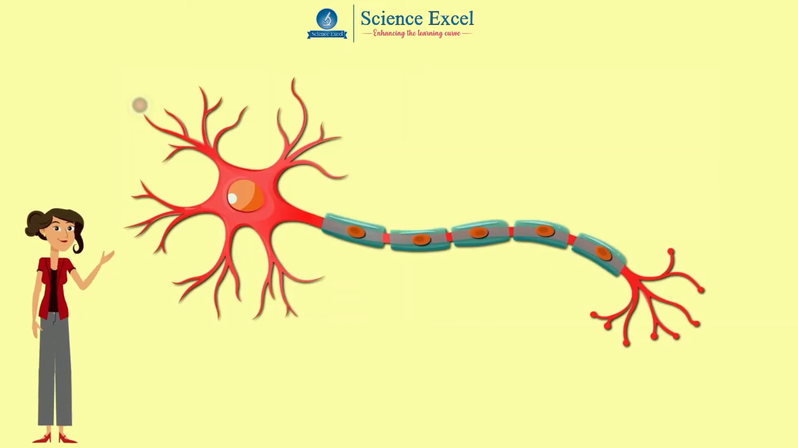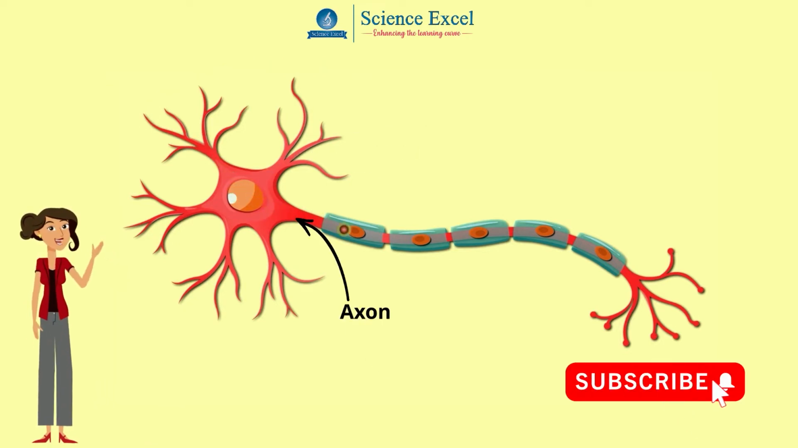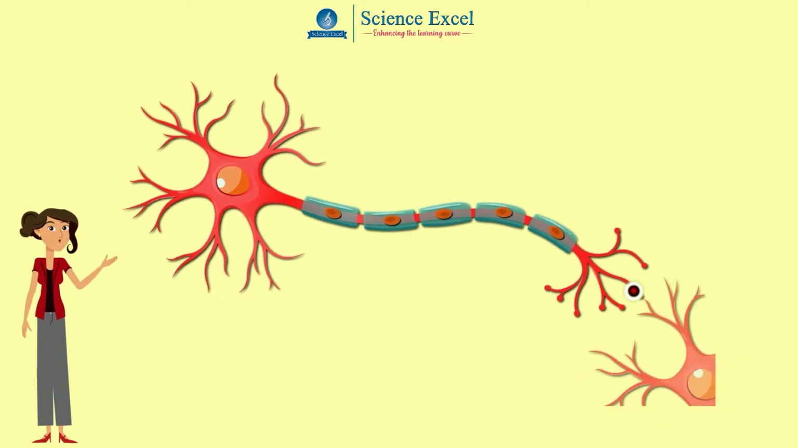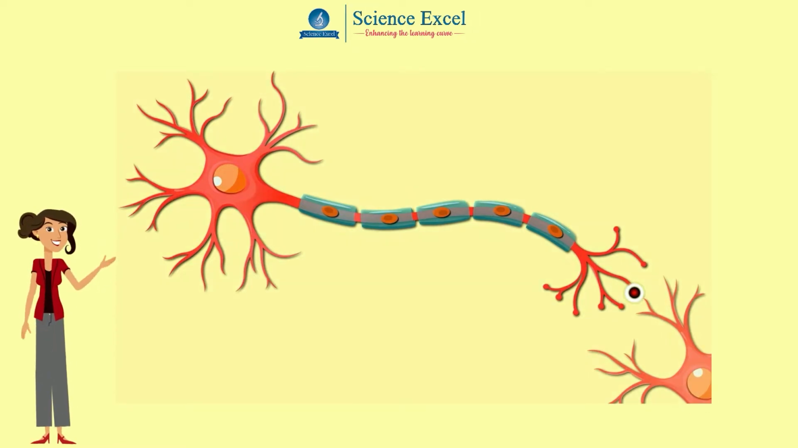We have seen in our previous tutorial on neurons or nerve cells how an impulse picked up by a dendrite travels through the cyton, then along the axon and onwards to the axon terminals. Now the axon terminals are not directly connected to the next neuron because there is a small gap between the neurons. You must be wondering, if the neurons are not connected to one another, then how does the impulse pass from one neuron to the other?